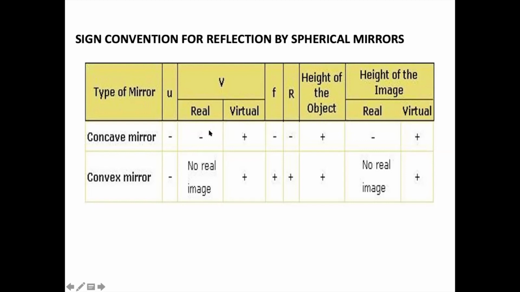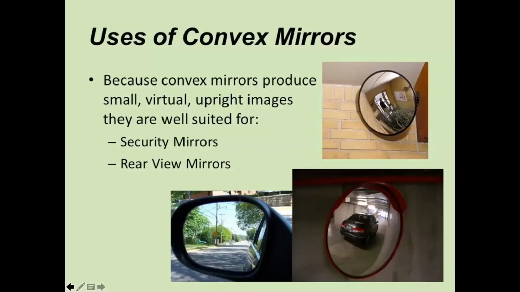But V, that is the image distance, can be different. If it is a real image, it is negative. If it is virtual, it is positive. So behind the mirror, it is positive. See, in case of a mirror, behind the mirror, it is positive. No real image is formed in case of a convex mirror, so no need to write. Virtual means always positive, real means negative. So imagine if I talk about these figures.